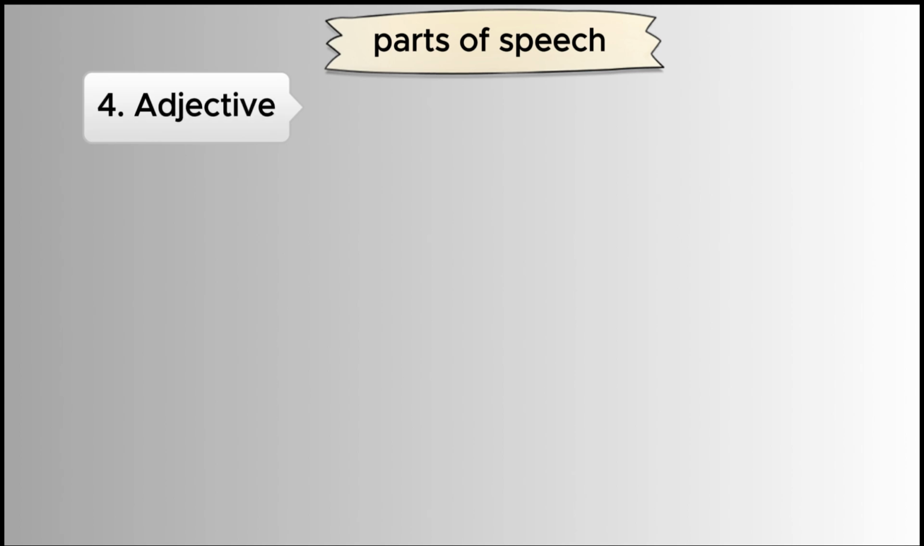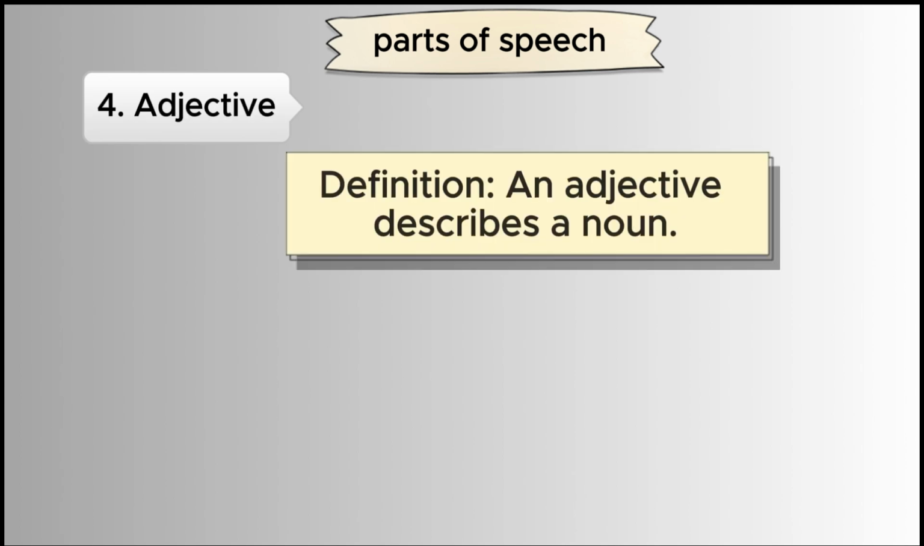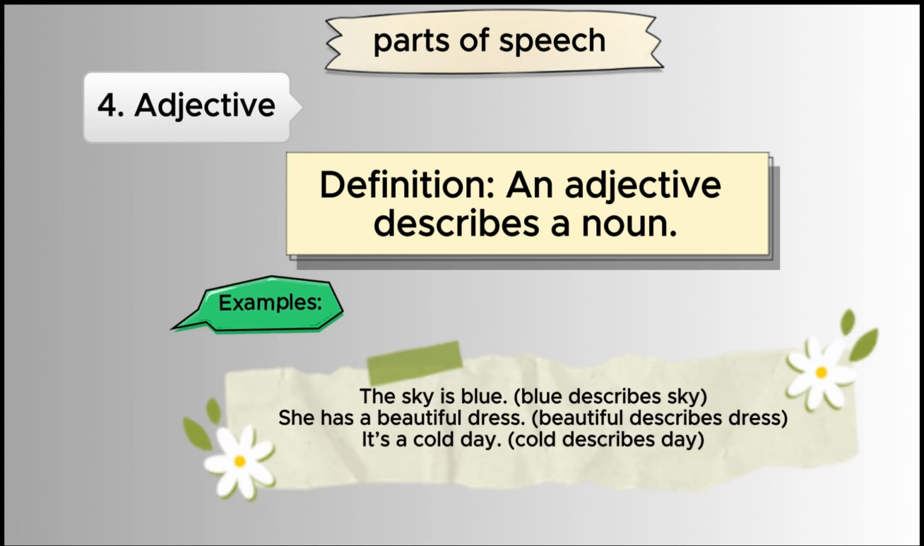Fourth, adjective. Definition: an adjective describes a noun. Examples. The sky is blue. Blue describes sky. She has a beautiful dress. Beautiful describes dress. It's a cold day. Cold describes day.